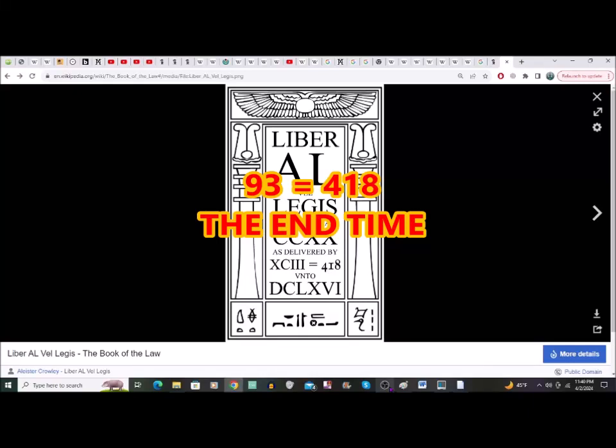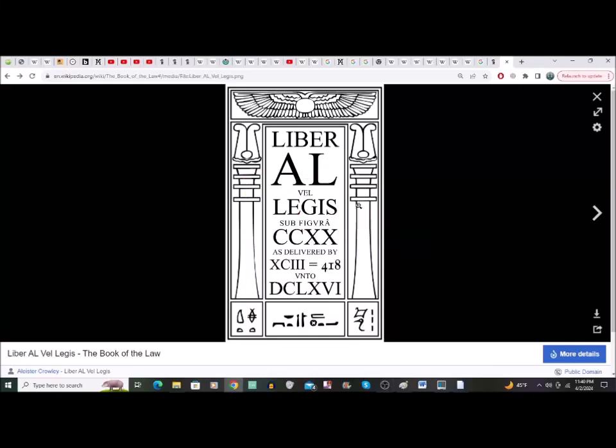Okay, hello. Zenith of the Alpha was doing a video on this, okay? In particular, the front cover of the Book of the Law by Aleister Crowley, right? And in particular, he was looking at this set of Roman numerals here, this XCII, okay? 93 with the equal sign through to 418 here, okay?